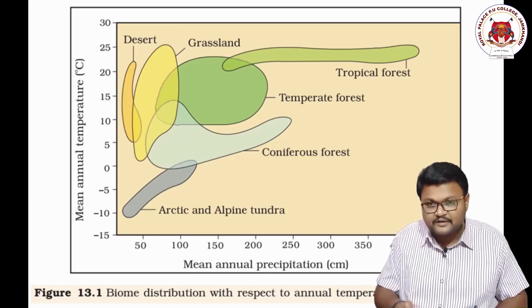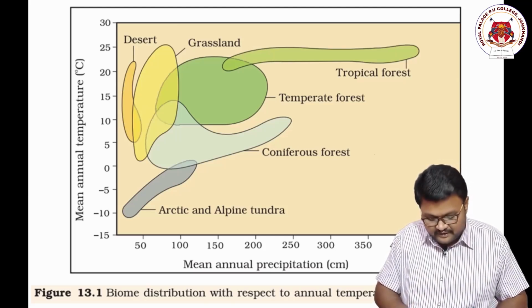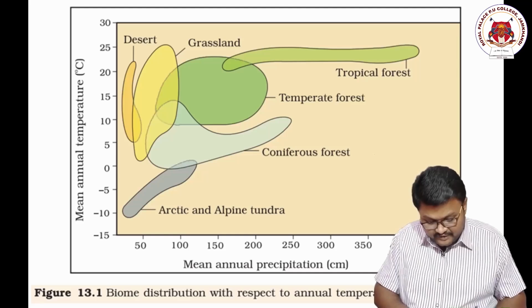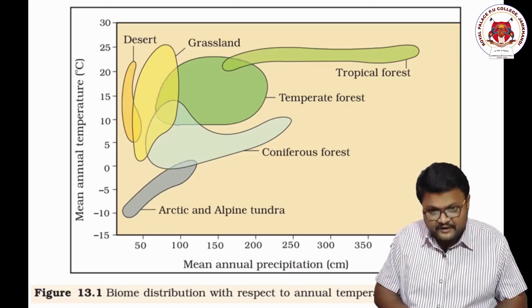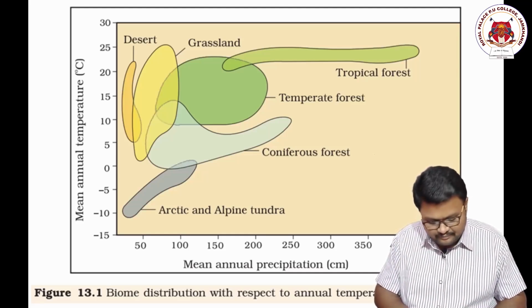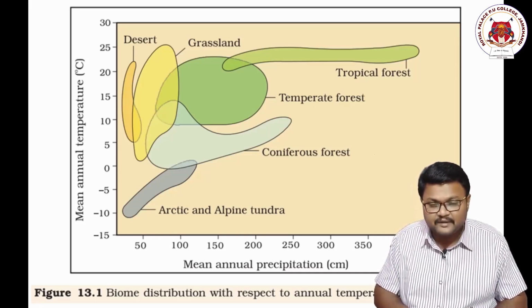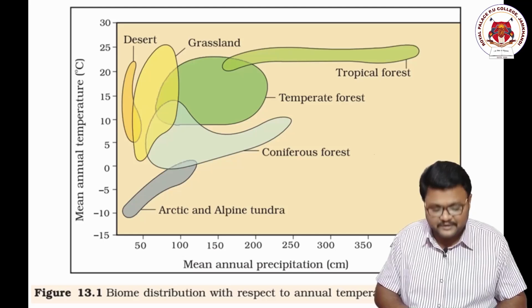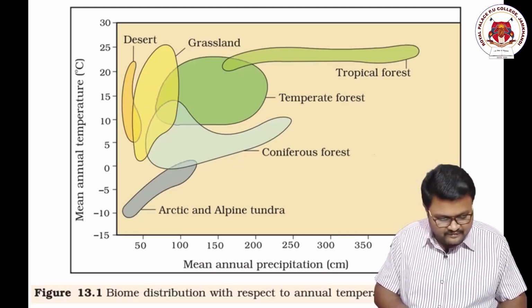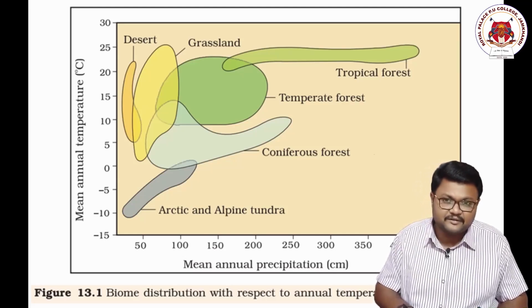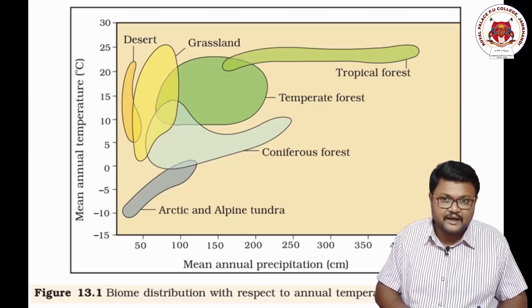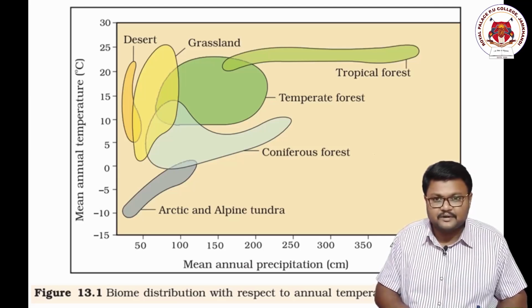Right? So here, if you consider the desert, observe the diagram: in the desert we can see 50 centimeter as the mean average annual precipitation and 20 to 25 degrees Celsius as the mean annual temperature, which is actually high. That's why the condition of the desert is like that.